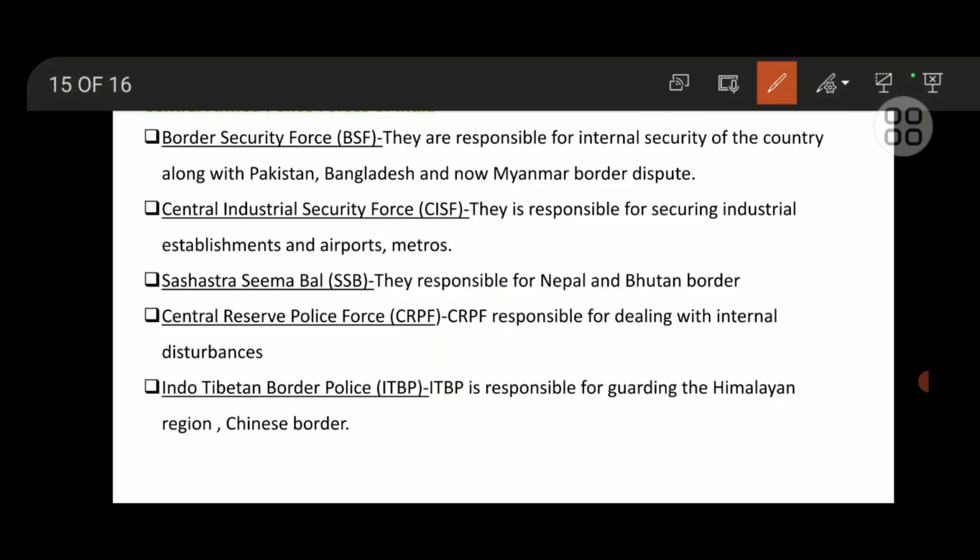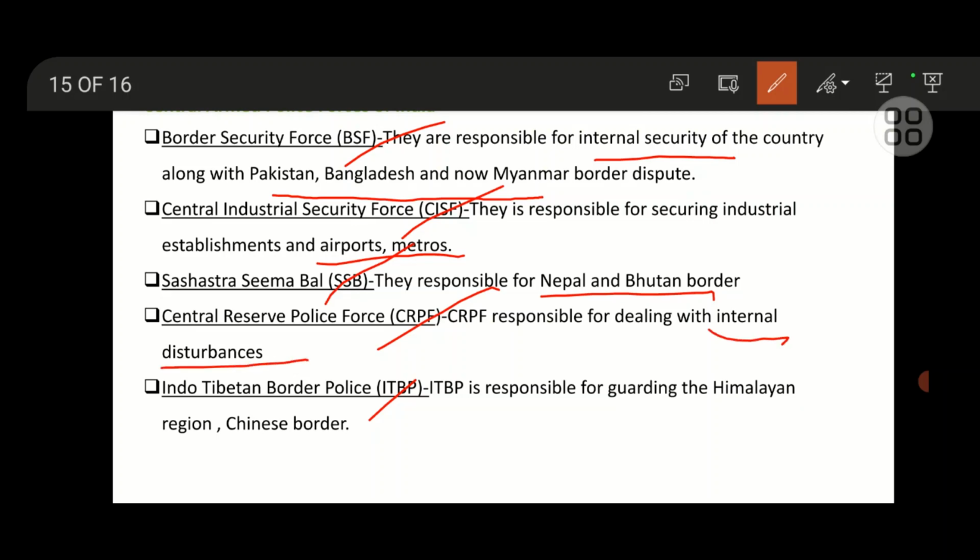The CAPF consists of BSF, CISF, SSB, CRPF and ITBP. BSF is responsible for border security along Pakistan, Bangladesh, also Myanmar. CISF is responsible for providing security for civilian sites like airports, metros. SSB is responsible for Nepal and Bhutan border security. CRPF is responsible for dealing with internal disturbances. And ITBP is guarding the Himalayan region and Chinese border.